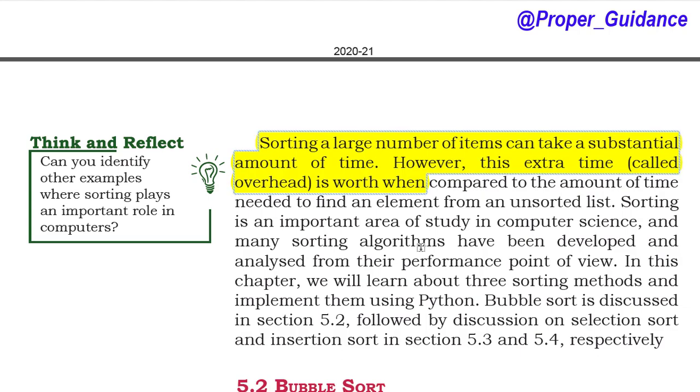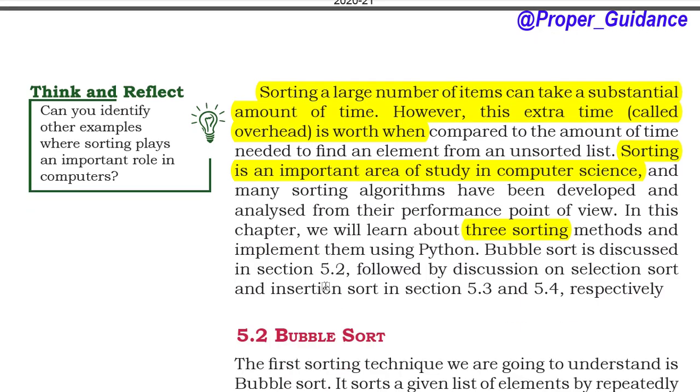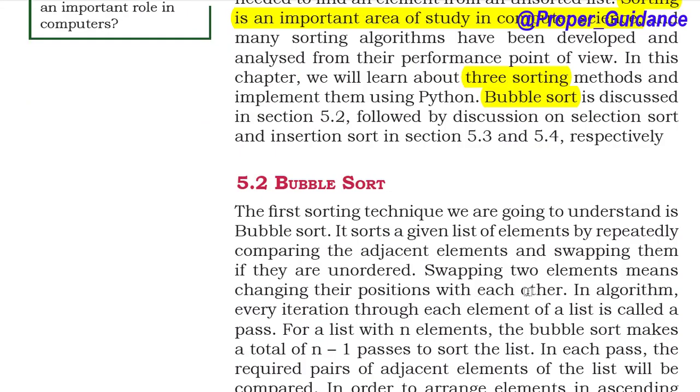Sorting is an important area of study in computer science. This is a very important topic, and many sorting algorithms have been developed and analyzed from their performance point of view. In this chapter, we will learn about three sorting methods and implement them using Python. Bubble sort is discussed in section 5.2, followed by a discussion on selection sort and insertion sort.